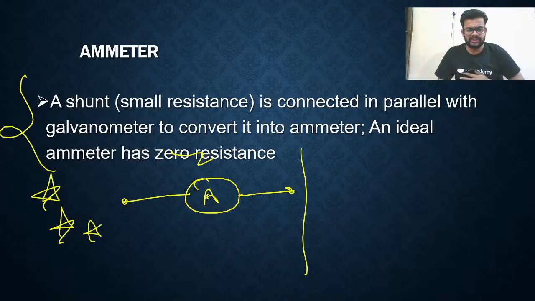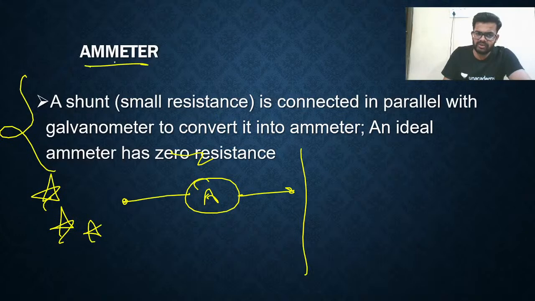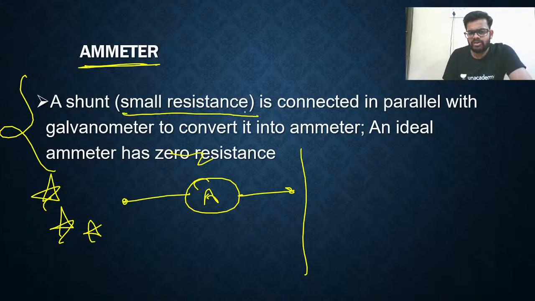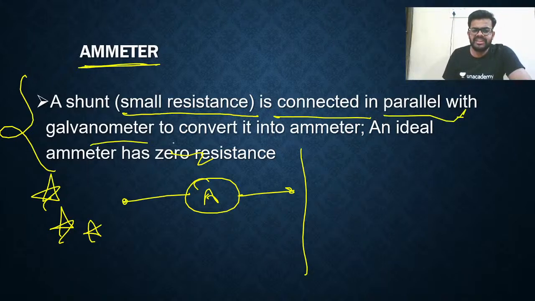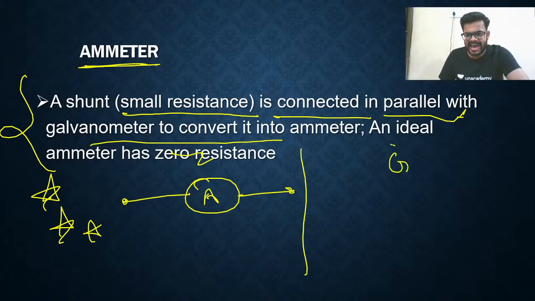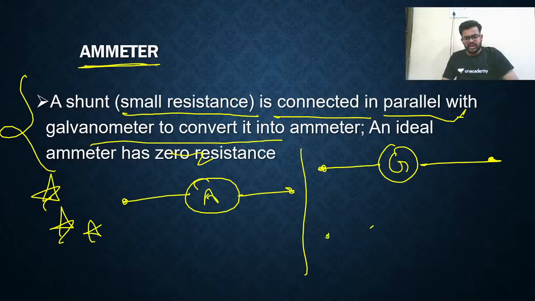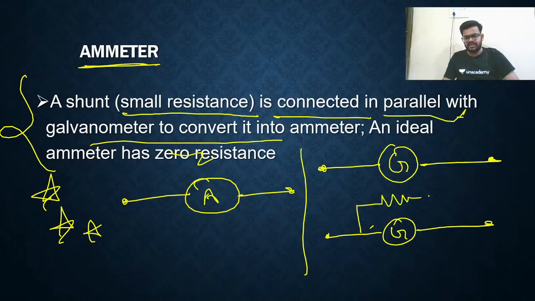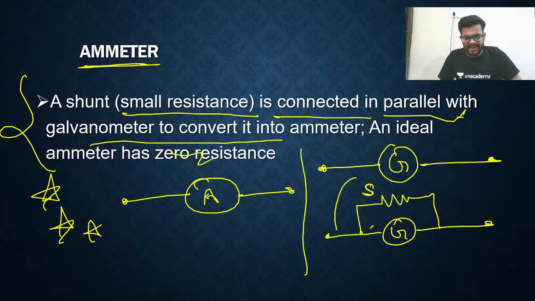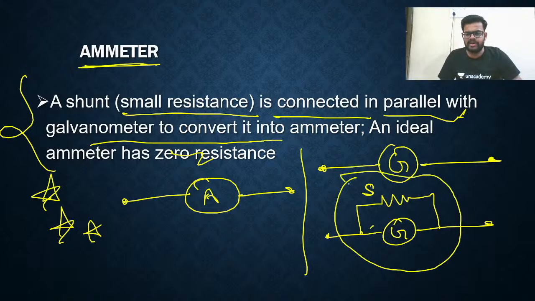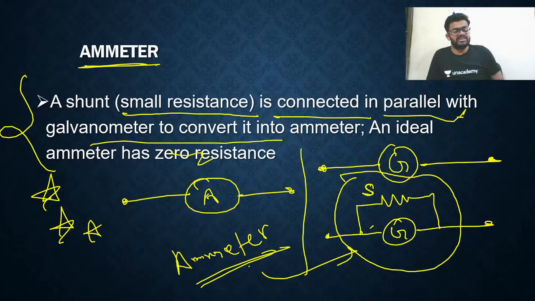A shunt means a small resistance or any resistance, but for an ammeter you need a small resistance. A shunt, or small resistance, is connected in parallel with a galvanometer to convert it into an ammeter. Let's say you have a galvanometer. If you connect a very small value of resistance in parallel with this galvanometer, this resistance is called a shunt. Combined, this shunt and this galvanometer are called an ammeter. It can be used to measure the current in a circuit.